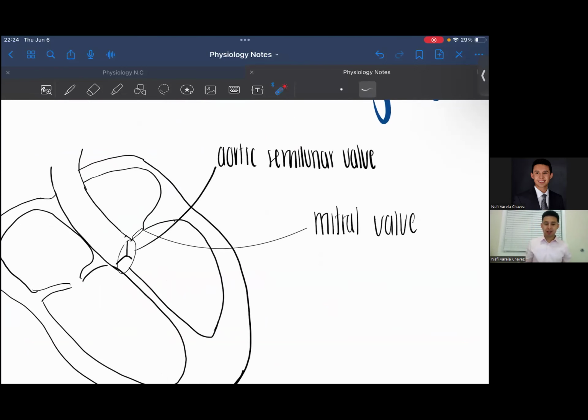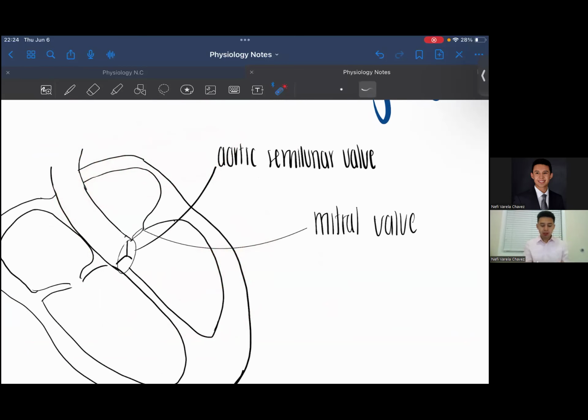So this is the heart, the left part of the heart. That's where we're going to focus for this video. And this part of the heart is named the atrium. Okay. So we have the atrium here, we have the ventricle, and we have the aorta.